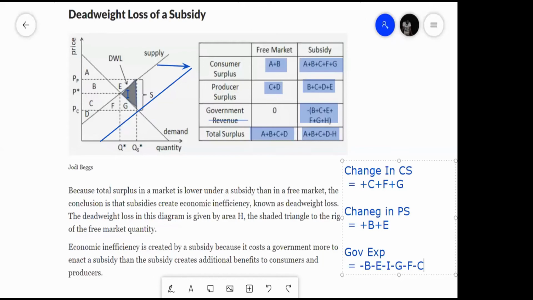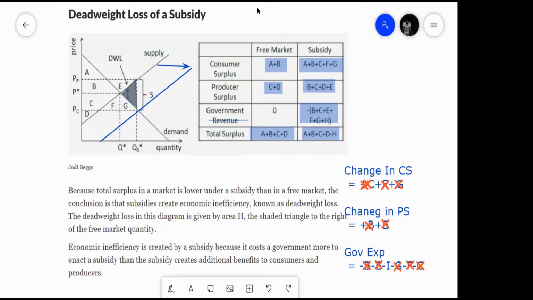Now, because of the subsidy, the government is spending some amount, so it's minus. The consumers and the producers are getting some amount. So if you look at it, the government is spending the B component, the producer is getting it. The government is spending an E component, the producer is getting it. The government is spending a G component, the consumer is getting it as his surplus. The government is spending an F, the consumer is getting it. The government is spending a C, the consumer is getting it.